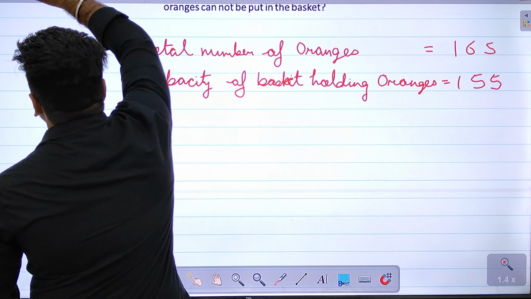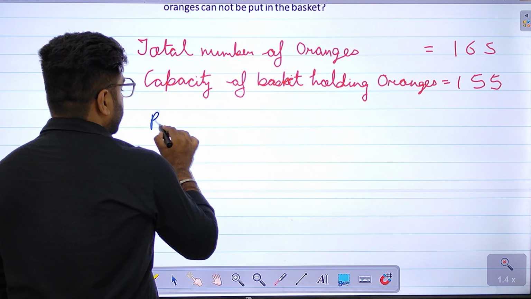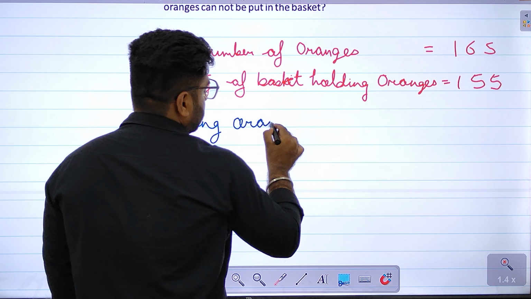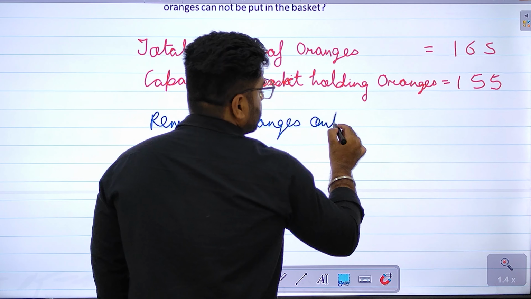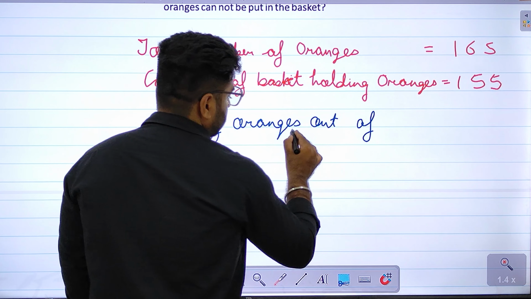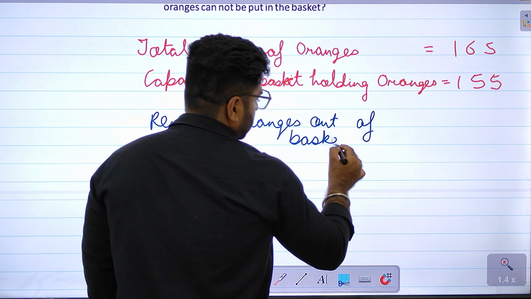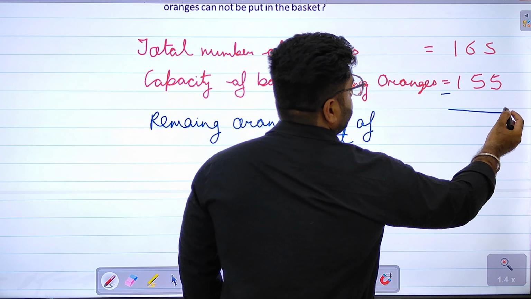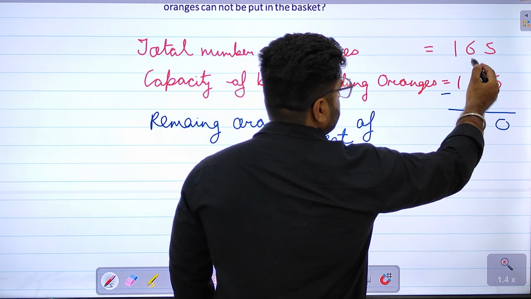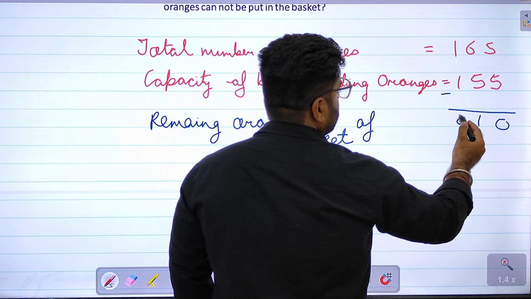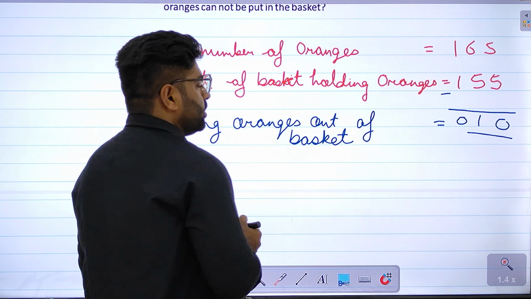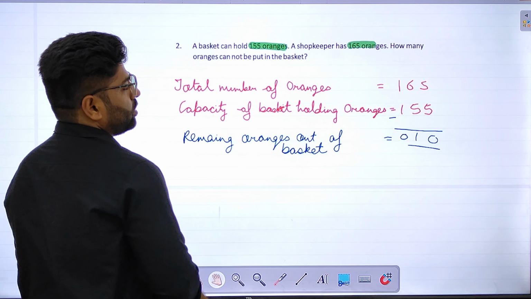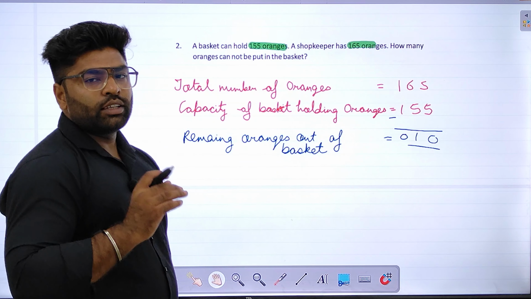So here we have the remaining oranges out of the basket. We have to use subtraction. If we subtract, 5 minus 5 is 0, 6 minus 5 is 1, and 1 minus 1 is 0. Okay, only 10 oranges are left out of the basket. Clear? So in this way, we have to solve the questions by writing the statement and by understanding the concepts of the questions.